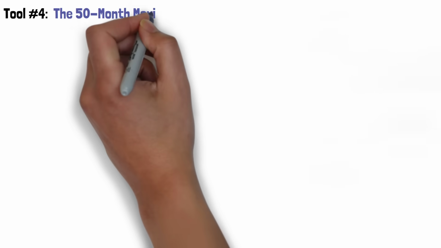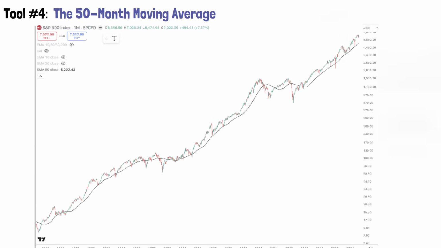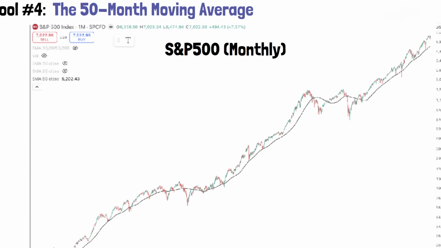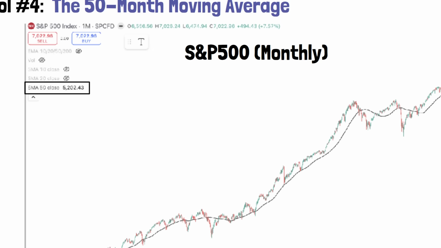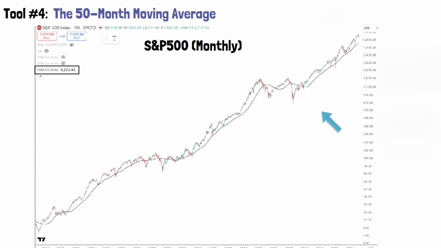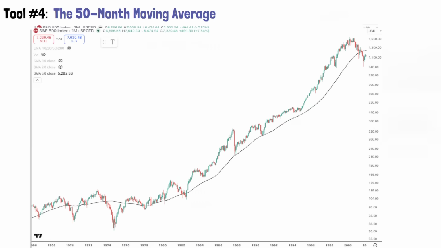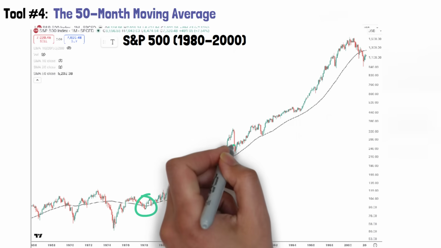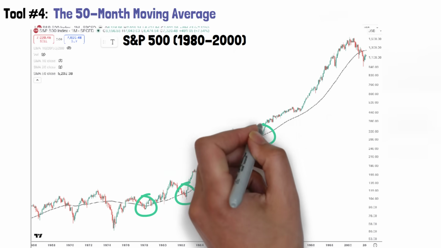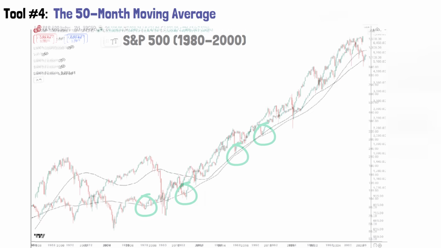Tool 4. The 50-month moving average. The S&P 500 demonstrates remarkable respect for its 50-month moving average during deeper corrections. Only in violent bear markets does the index break and remain below this level. Examining the S&P 500 from 1980 to 2000 reveals numerous instances where the index fund found support at this moving average and bounced during deeper corrections.